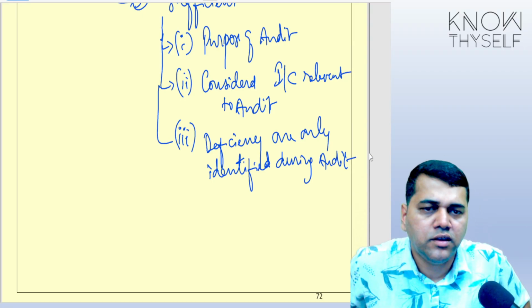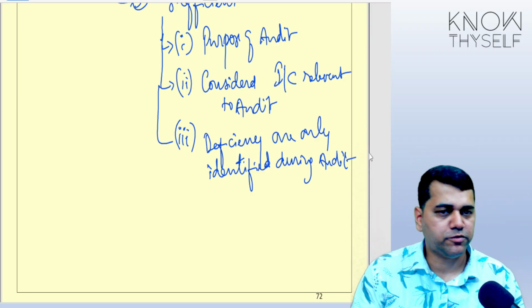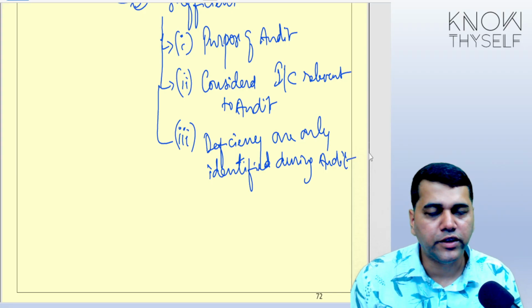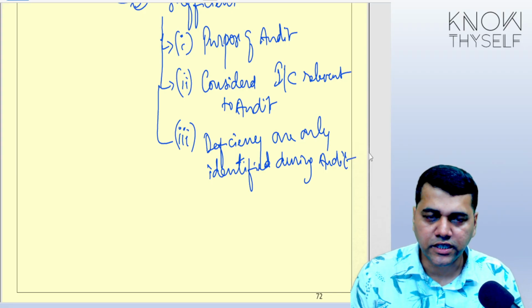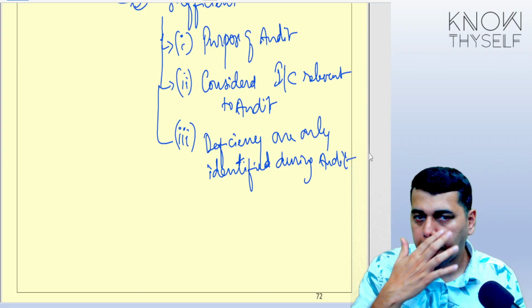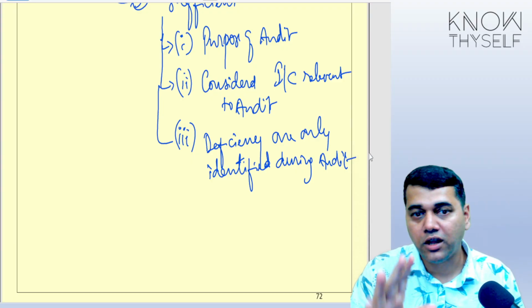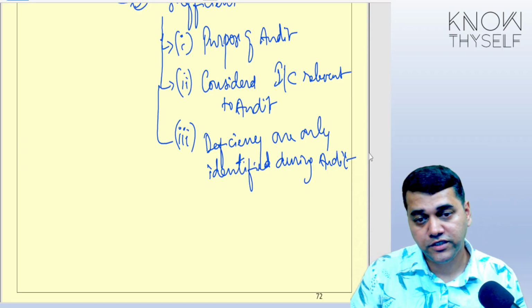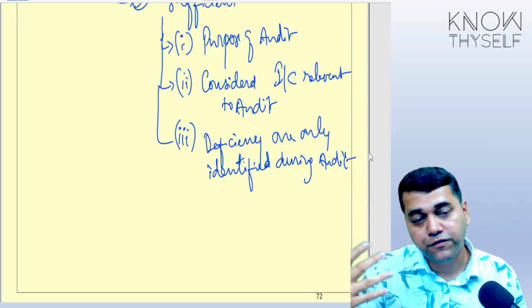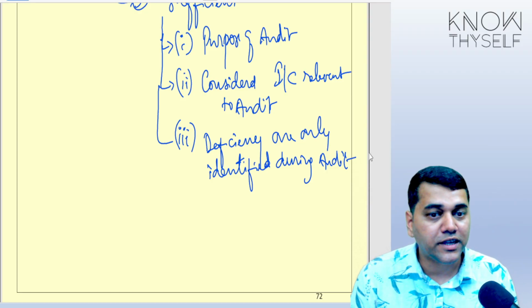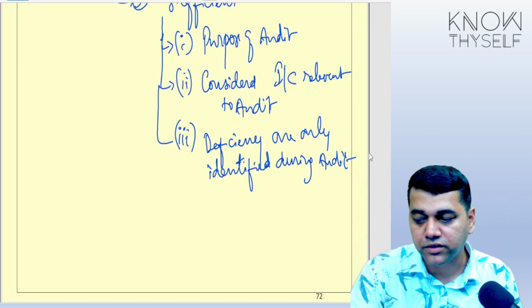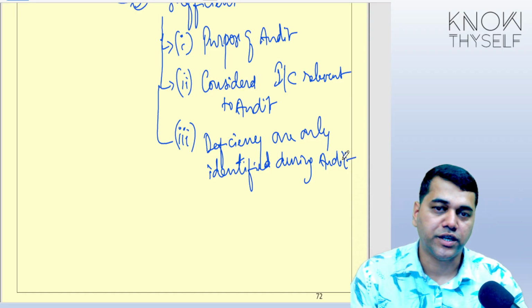I hope it's clear. First, tell the purpose of audit is to express an opinion on the financials, not on your internal control. We have studied the internal control which is relevant to audit, not all the internal controls. And the deficiencies we have found, we only found during the audit. We have not even found all the deficiencies. Still, there can be more deficiencies. So this is what you need to communicate.